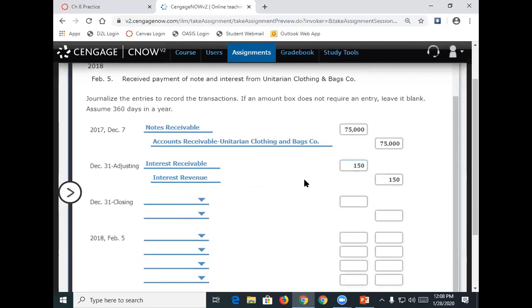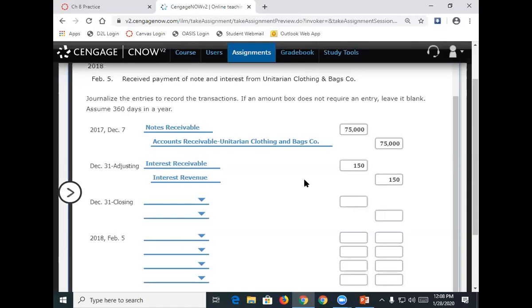So these are both going up because that's a debit and credit account. Yes. Yeah, interest receivable is increasing and revenue is increasing. Right, you got it. So we're just recognizing interest that has accrued that we haven't received yet. It's an accrued revenue.